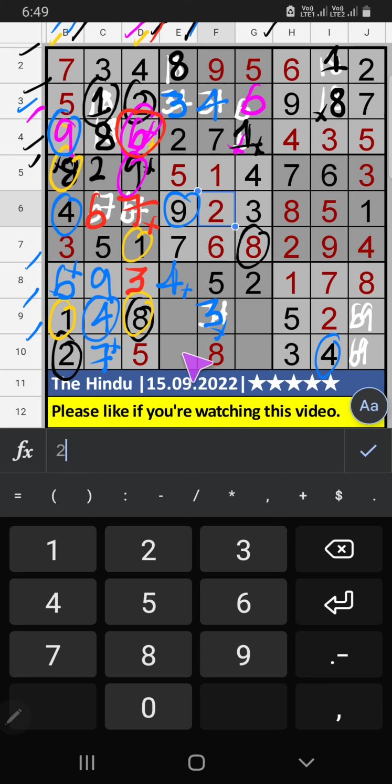Column E, 2 numbers are remaining, 1 and 6. 9th row, we have 1. So 1 can't come in the cell, 1 is confirmed here. Then 6 is here. 9th row, we have 6. So 6 can't come in the cell, 6 is confirmed here. Then 9 is here. Column G, 2 numbers are remaining, 7 and 9. 9th row, we have 9. So 9 can't come in the cell, 9 is confirmed here. Then 7 is here.